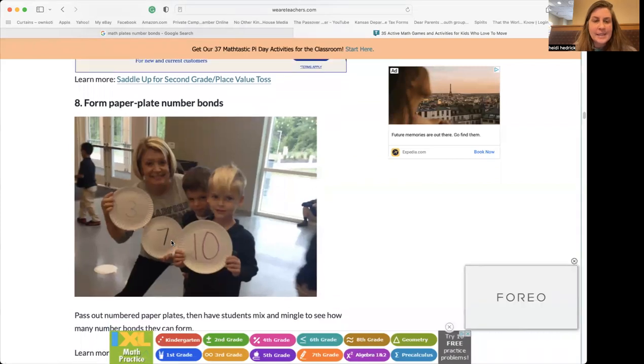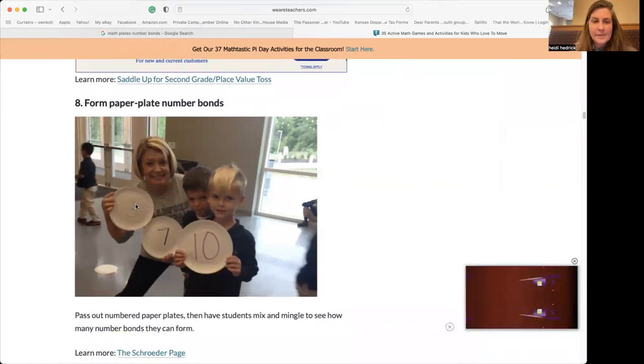Hi, for my math activity, I chose number bonds, something that I thought was really cool, and I wanted to show you guys this. So we know number bonds are the basis for a lot of things that they're learning, and it can be kind of confusing. And I saw this where they have the paper plates.